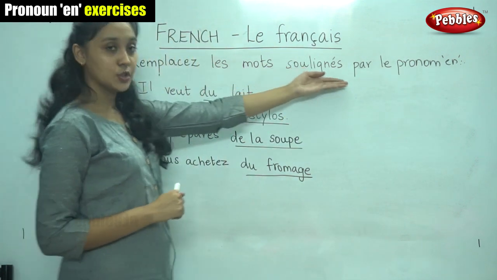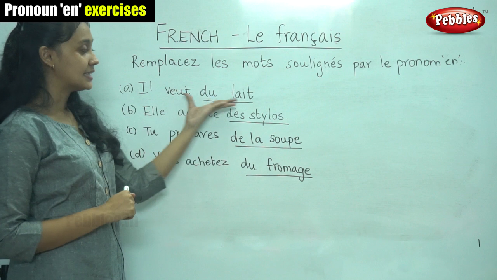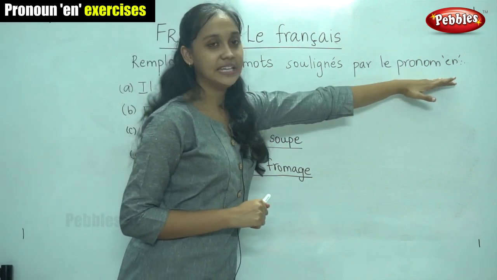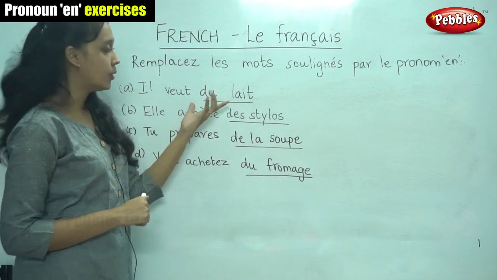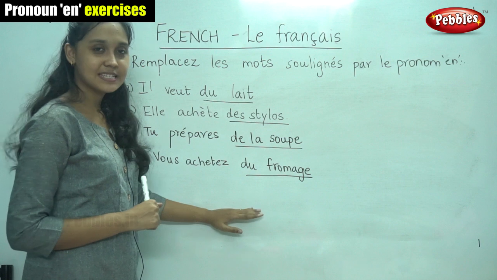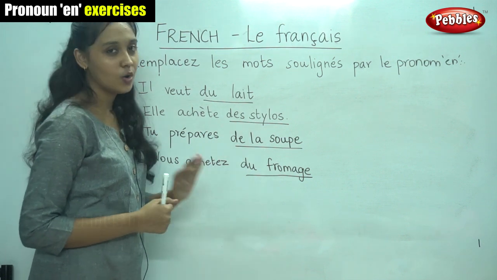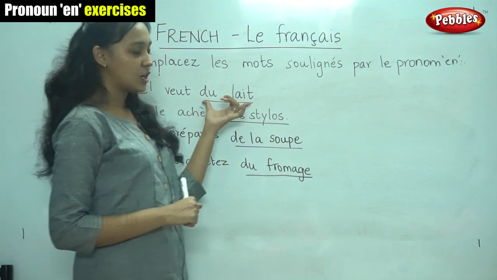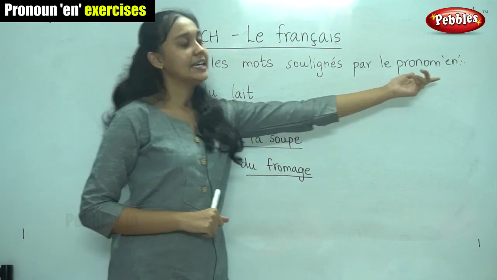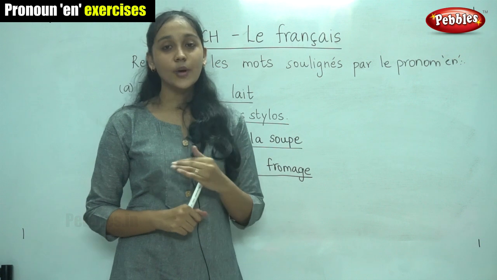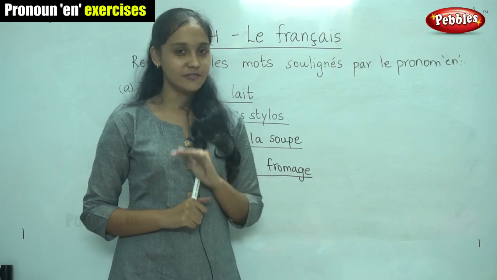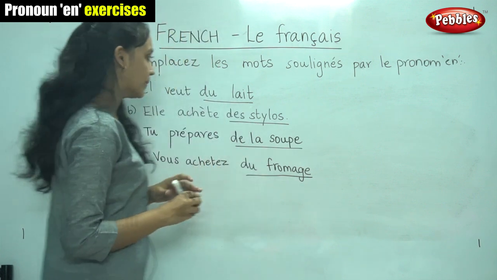Remplacer les mots soulignés par les pronoms en. Replace the underlined words by using the pronoun en. So it is a very simple exercise. It's the simplest among what we have learned. We are only going to replace the underlined words using en. And where do we place en? We place it before the verb. That is all you have to remember.